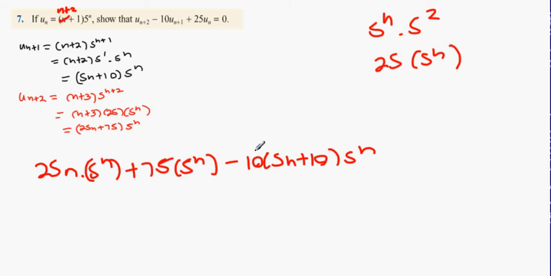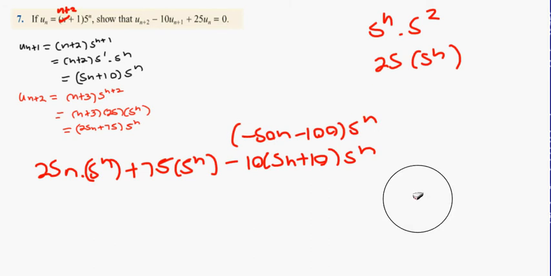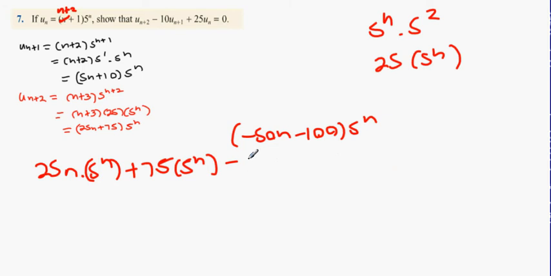So that's going to be minus 50n minus 100, and all of that is going to get multiplied by 5 to the power of n. Then we just rub that part out, and what we're going to get is minus 50n times 5 to the power of n, and then minus 100 times 5 to the power of n.